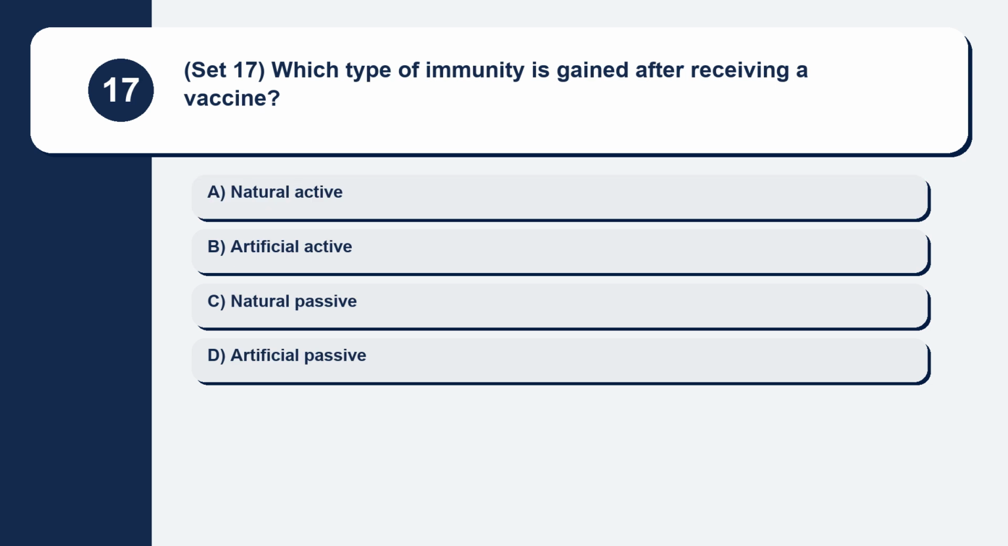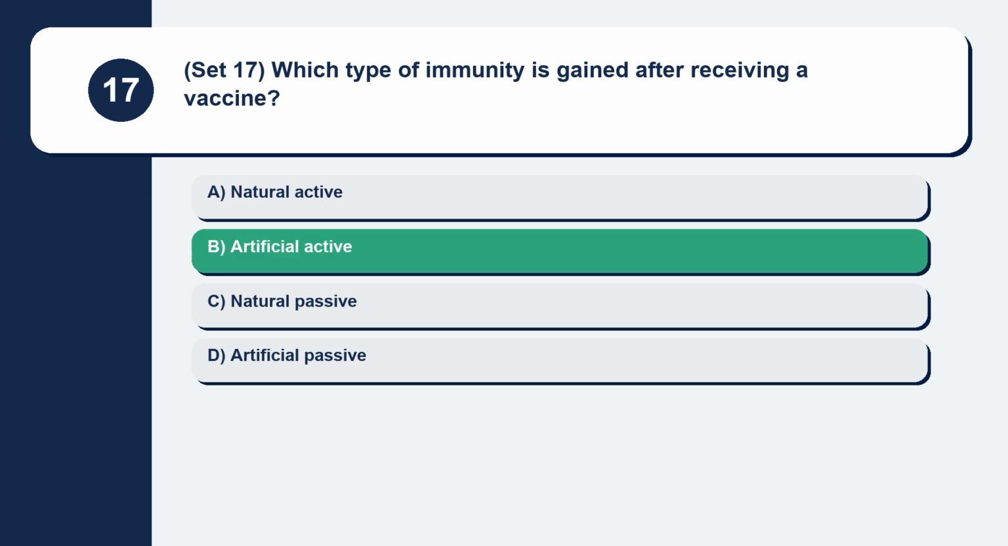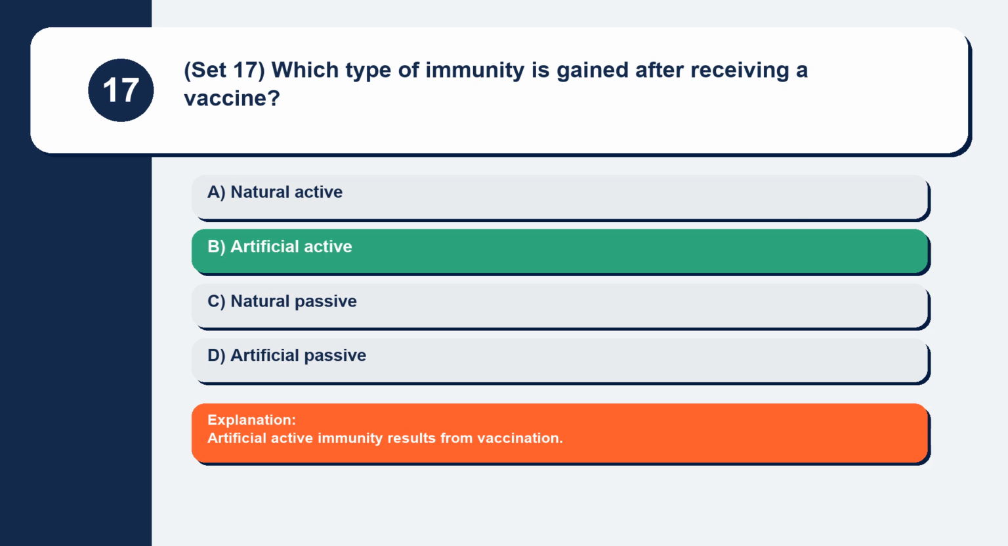Question 17. Set 17. Which type of immunity is gained after receiving a vaccine? Natural active, artificial active, natural passive, artificial passive. Artificial active immunity results from vaccination.